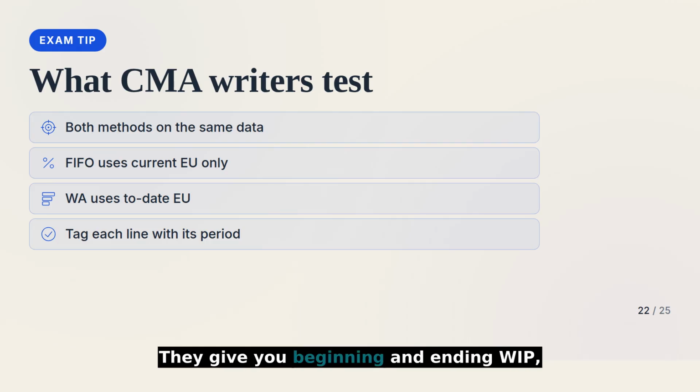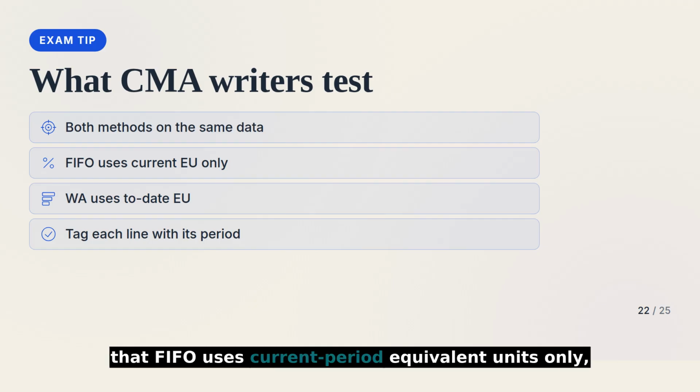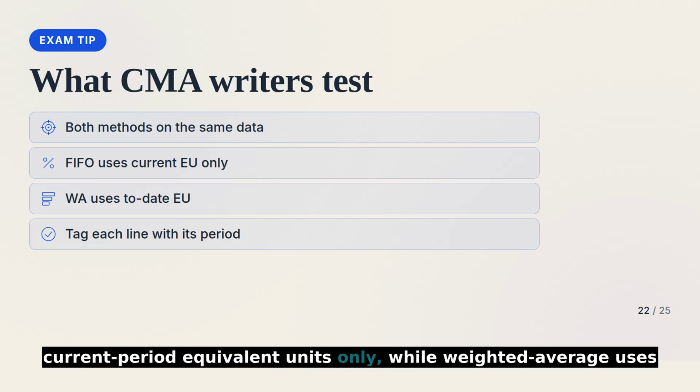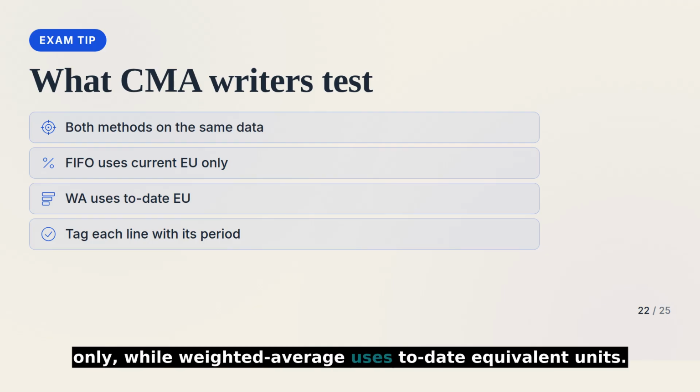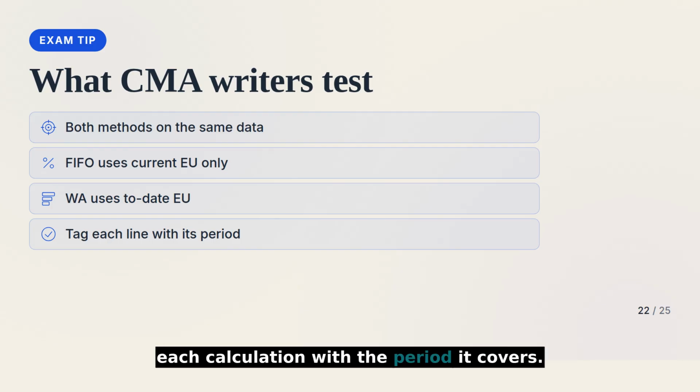They give you beginning and ending WIP, ask for both methods, and then a comparison. The classic trap is forgetting that FIFO uses current period equivalent units only, while weighted average uses to-date equivalent units. Mark each calculation with the period it covers.